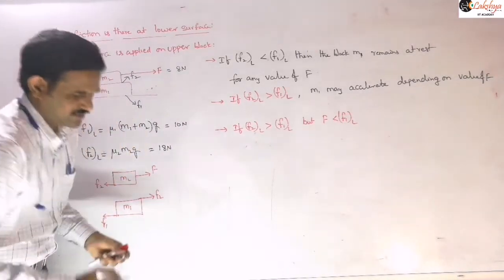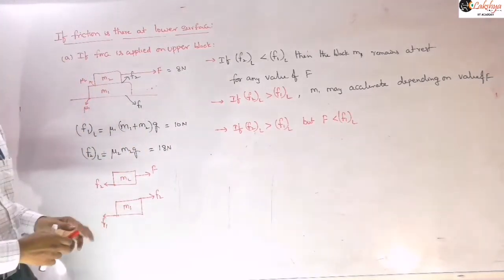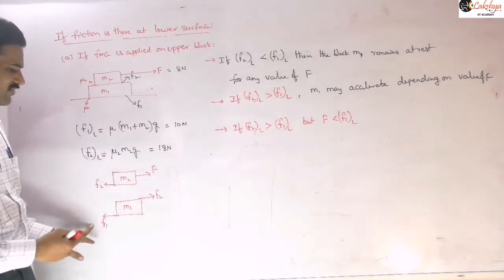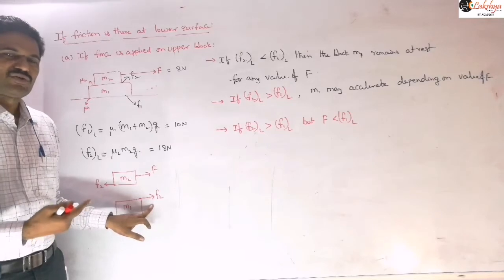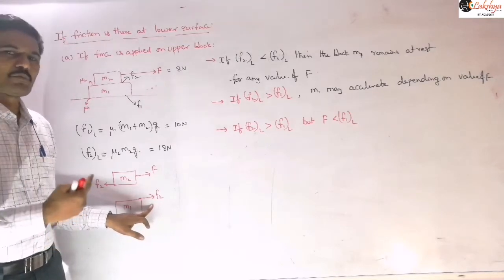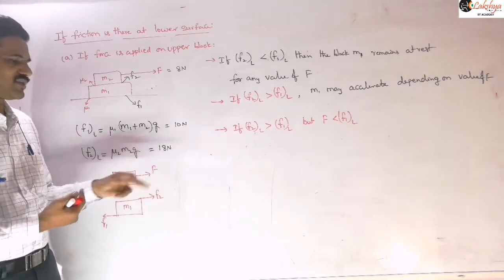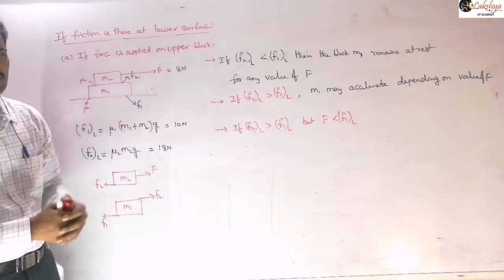Now see the case here, observe the case. F1 limiting, that means this limiting value is 10 newtons. So this limiting is 18 newtons. So we are concluding that M1 may accelerate, depending on this F1 value, that is our point here.